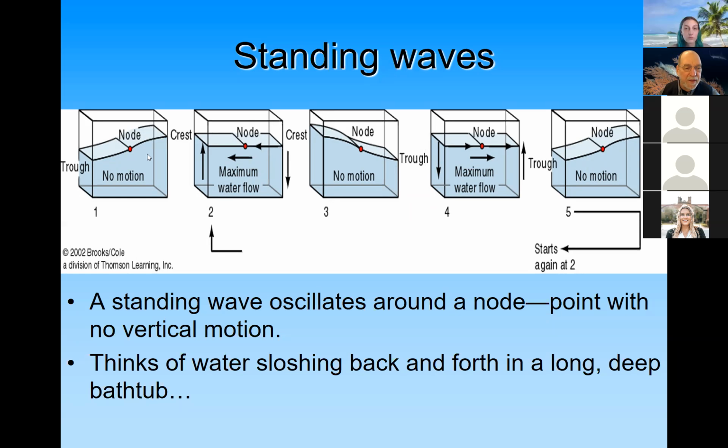Okay, so you create a wave, and the wave moves through here, but the wave can't continue going. This is a closed basin, right? So the water is trying to orbit here, but it has to come back, and there is a node of no motion. And that occurs theoretically in the middle, the center line of the basin length. So as the water flows through, comes back, the wave is moving in the opposite direction. The orbit is being completed, but the orbit is essentially around this nodal point. Okay, so a standing wave oscillates around a node, a point with no vertical motion, and you can visualize that, at least intuitively, by thinking of water sloshing back and forth in a long, deep bathtub.